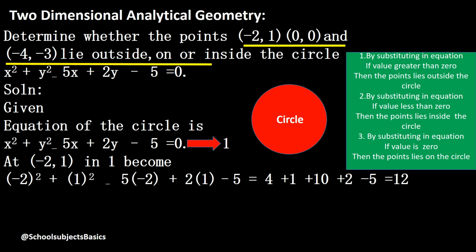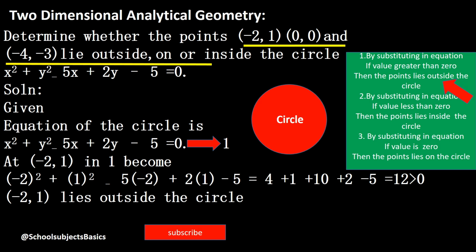If you see the condition, the value is greater than 0. If it is greater than 0, then the point lies outside the circle. So we can conclude that (-2, 1) lies outside the circle, since the value 12 is greater than 0.